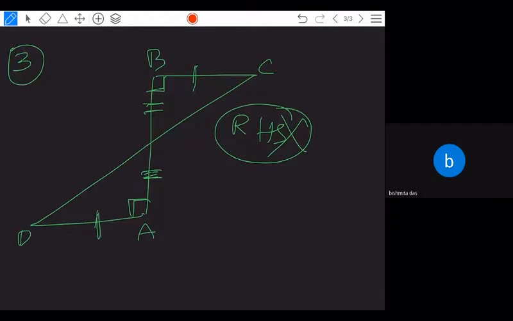RHS use करना है तो hypotenuse equal देना है. Hypotenuse is nothing but here it should be given that this side is equal to this side anywhere, but it is not given. So you cannot consider RHS. RHS congruency whenever you are using, hypotenuse should be given in any way. Okay, hypotenuse should be given equal.